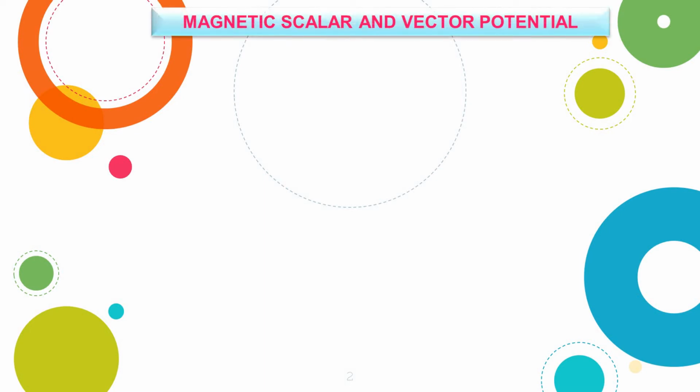First, we are going to see the magnetic scalar and vector potential. There are two parts in this topic: the first part is scalar potential and the second part is vector potential. We are going to see each of these two parts individually. First, we are going to see the scalar potential, but before that we need to give some introduction about this topic.